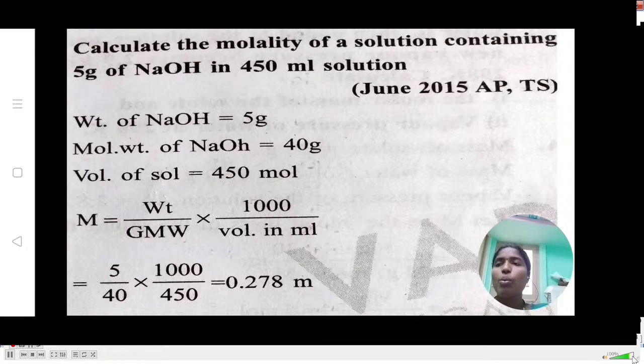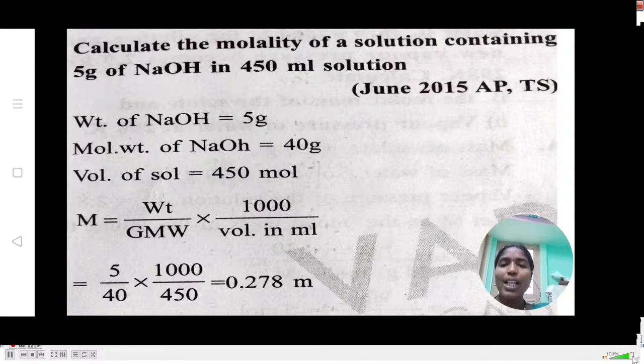Okay, so let us write what they are giving in the problem data. First, the weight of the sodium hydroxide is given, that is 5 grams, and we are calculating the molecular weight of the sodium hydroxide. Sodium atomic number is 11, mass number is 23, oxygen mass number is 16, hydrogen is 1. Totally we get 40. Molecular weight of sodium hydroxide is 40. Next, the volume of the sodium hydroxide solution is 450 ml.